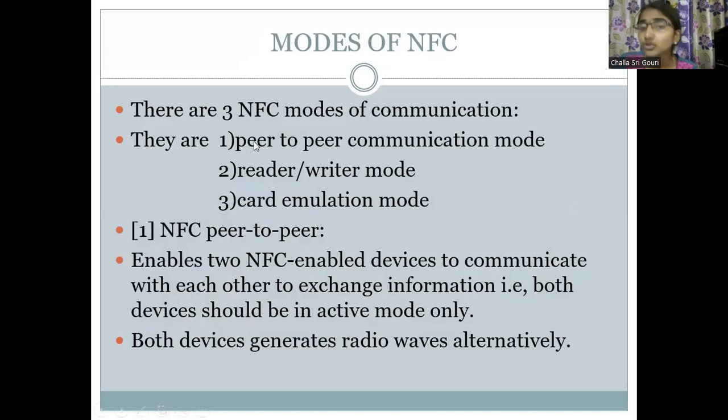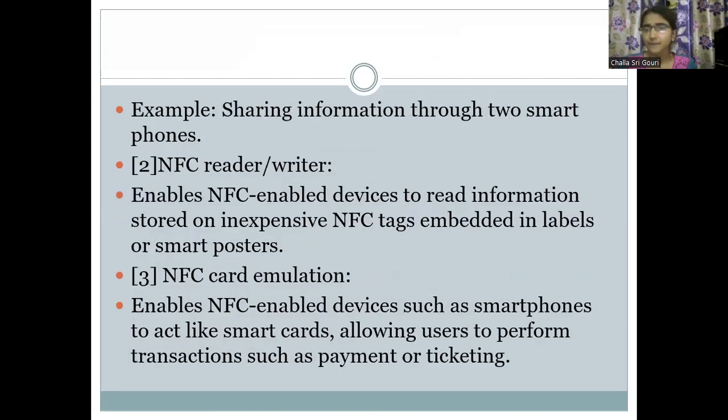That means in peer-to-peer communication mode, both the devices should be in active mode only. And both the devices should generate radio waves. So you're clear, right? In peer-to-peer communication, both the devices must be in active mode. At the same time, both the devices must generate radio waves. Example. So if you're sharing some information through your smartphone, my device is in active mode. At the same time, the other device is also in active mode, as we saw in the picture previously. So that's the best example for peer-to-peer communication.